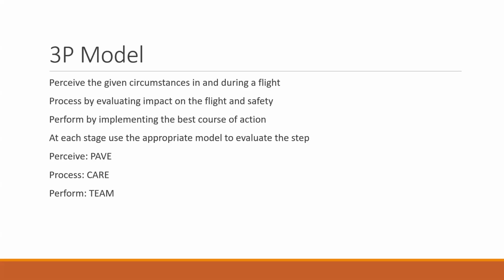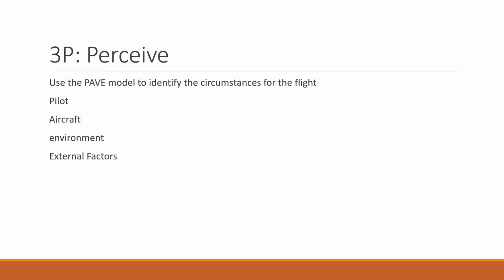So you first perceive what's going on, then you process that information, and you make a plan about what to do, and then you act on that, and then you monitor what's going on and make sure that that risk was indeed mitigated. So first, perceive.